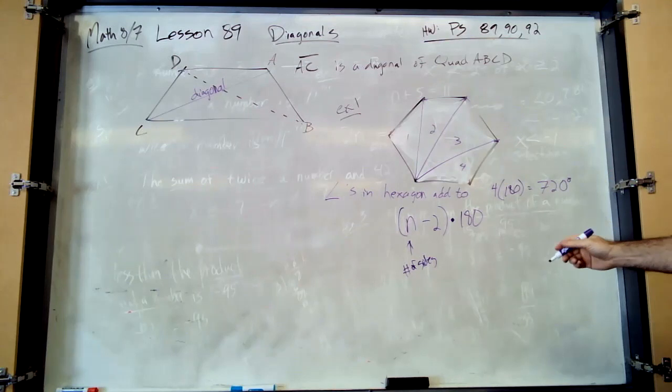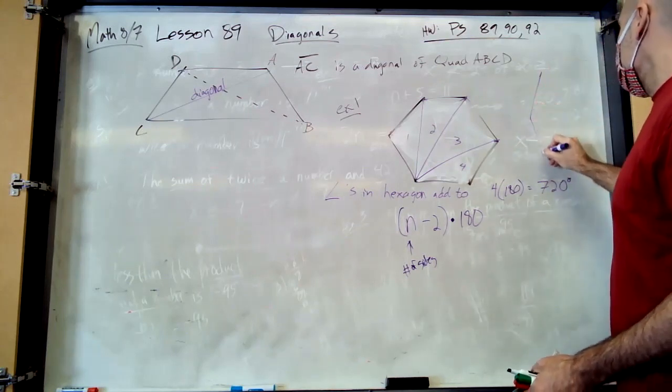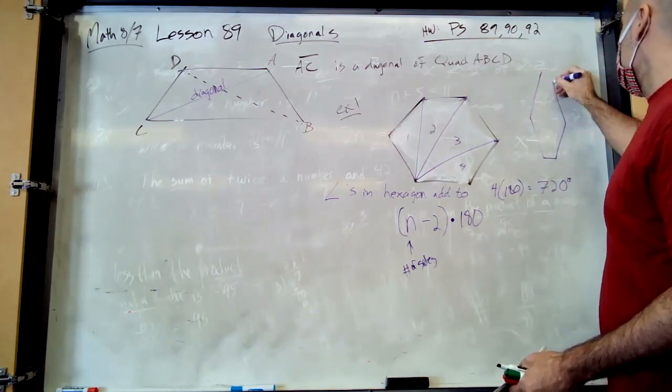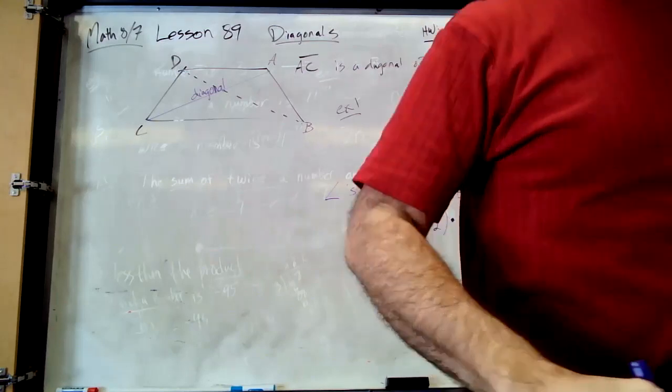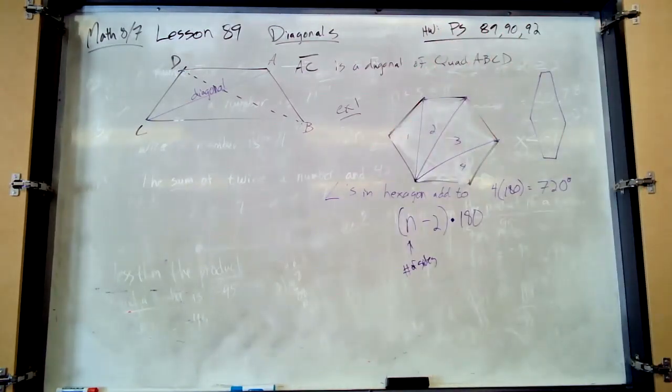No matter how it's drawn, I could have drawn the hexagon like this. All those angles, interior angles, have to add up to 720 degrees. Okay?